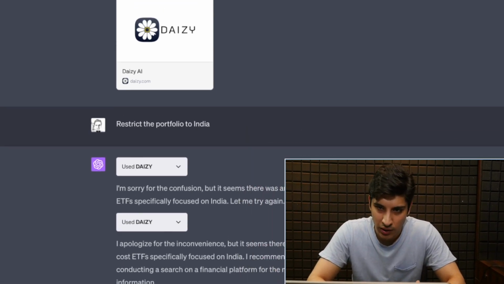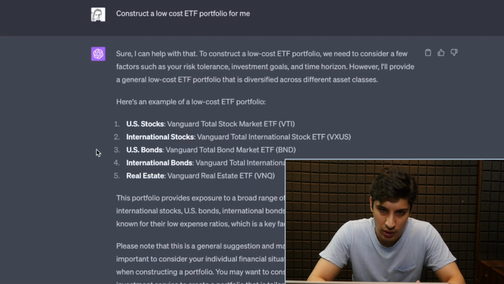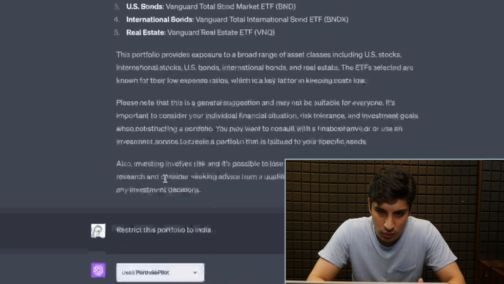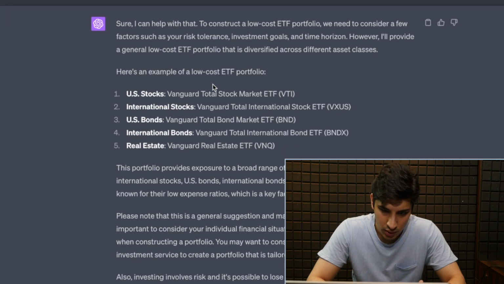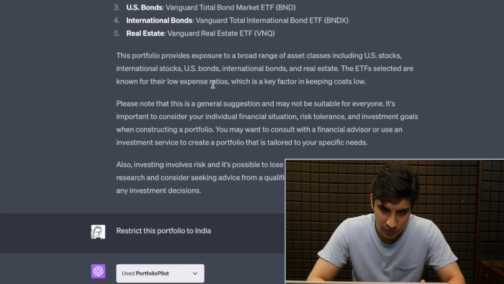I'm using just Public for real time information, and I'm using Portfolio Pilot, which is going to do all the analysis for us. So ask the same question: construct a low cost ETF portfolio for me. Sure. So it gives you a portfolio of US stocks, international stocks, US bonds, international bonds, real estate. Let me try restricting this portfolio to India.